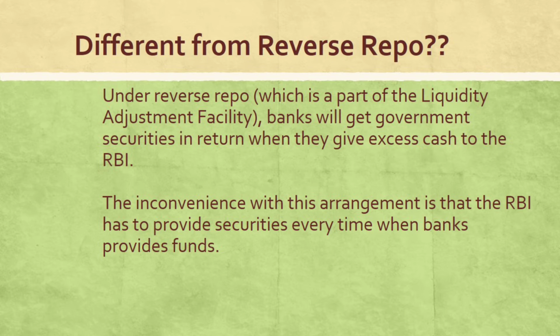Here, there should be a collateral from the RBI. The RBI should provide a government security to commercial banks when they are accepting funds in the reverse repo mechanism. We have already discussed that there is a shortfall of government securities with the RBI. The inconvenience with this arrangement is that the RBI has to provide securities every time banks provide funds. This problem is rectified in the Standing Deposit Facility, where there is no involvement of collateral, which is a very important point.